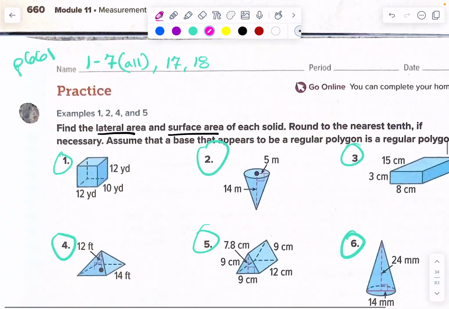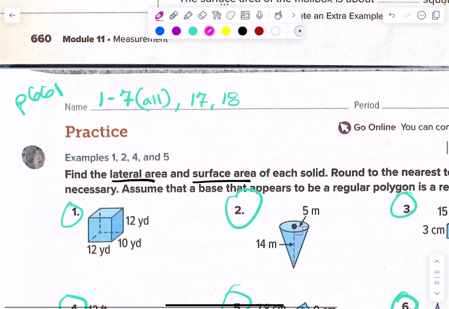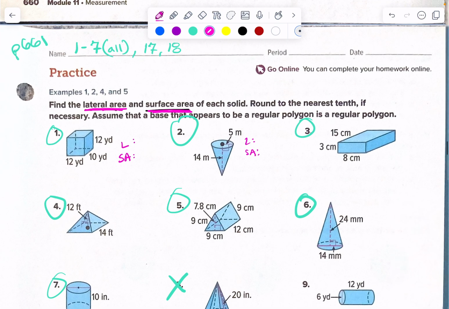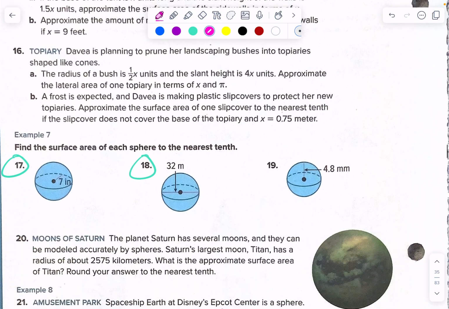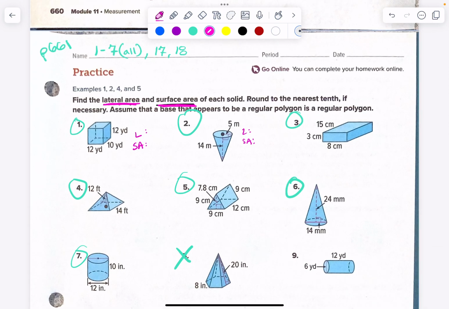All right, so the homework assignment is 1 through 7 all, and then 17 and 18. Keep in mind that for 1 through 7, they want the lateral area and the surface area. So I'll have 2 answers. You can do like L and SA for each one. L and SA for each one of those, except for, I guess you don't do spheres until 17 and 18. 17 and 18 are going to be your spheres. All right, so work on that for tomorrow, and then we will be done.